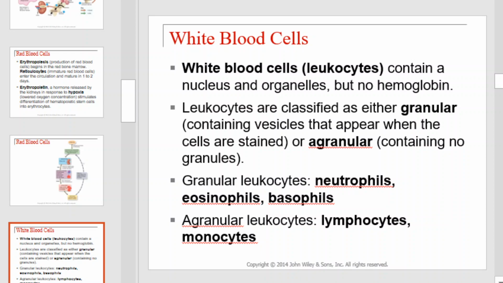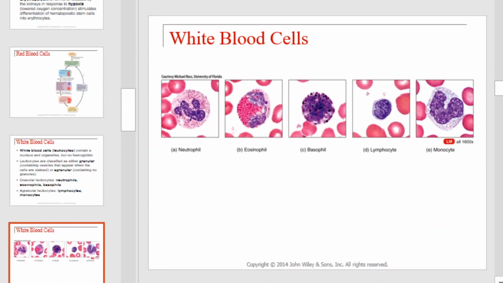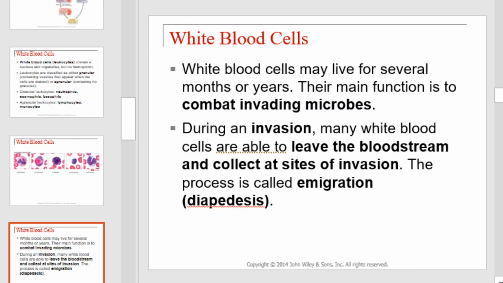White blood cells, also known as leukocytes, contain a nucleus and organelles, but no hemoglobin. Leukocytes are classified as either granular, containing vesicles that appear when the cells are stained, or agranular, containing no granules. Granular leukocytes include neutrophils, eosinophils, and basophils, while agranular leukocytes include the lymphocytes and monocytes. This is an illustration of what each cell type might appear like under a microscope.